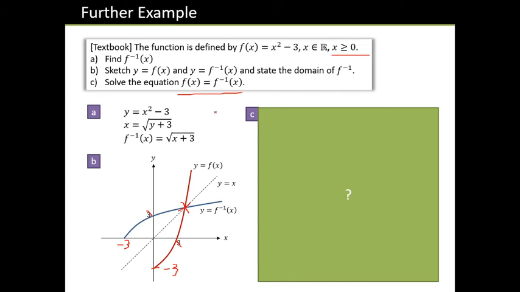Now you might just want to pause a few seconds and think, what would I do if asked that question? So hopefully you've had a chance to have a think about this. What would you do if you were asked this question? Well, what you might choose to do is say x squared minus 3 equals root x plus 3. Fair enough, that's a relatively sensible mathematical thing to do.